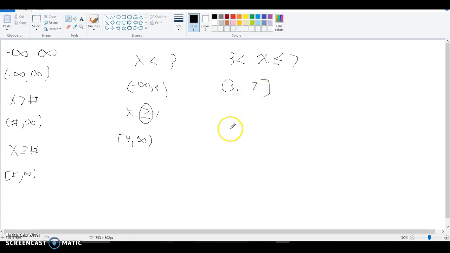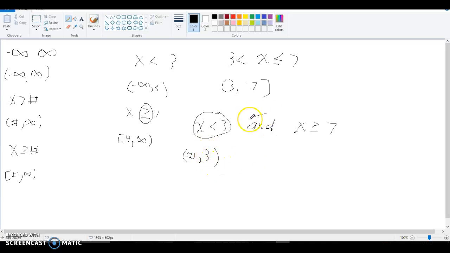So if we take the previous example as well, and we change it around and say that x is less than 3 and x is greater than or equal to 7, you can write this in interval notation as well. So you want to take each one at a time. So let's start with x is less than 3. To write this, we start with negative infinity all the way up to 3, not included.